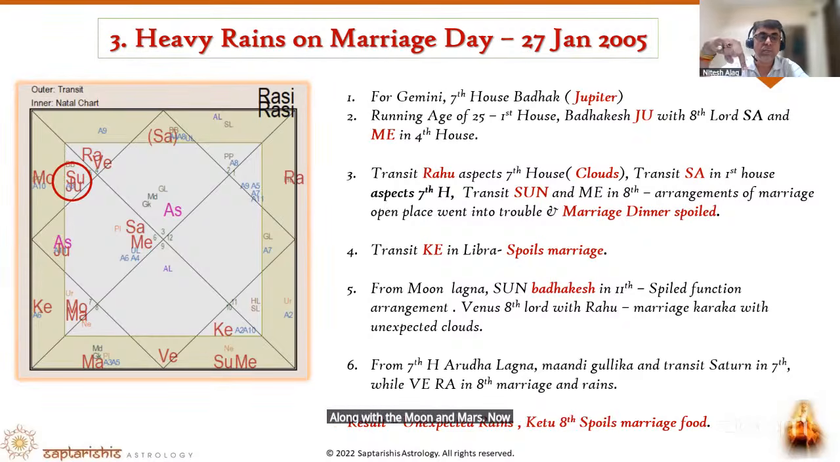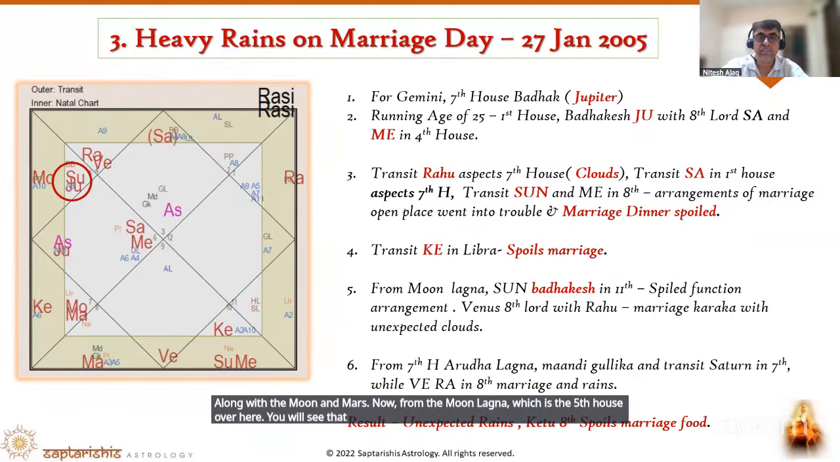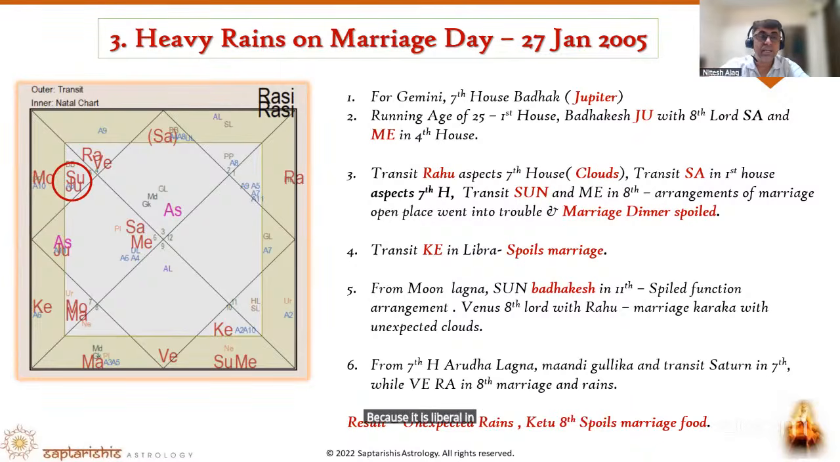Now from the Moon Lagna, which is the fifth house over here, you can see that Sun Badhakesh, because it is Libra Lagna, Sun Badhakesh is in the 11th house. Spoil the function arrangement. Venus, the 8th lord with Rahu, marriage Karaka with unexpected clouds, which is represented by Rahu over here. That's what I have explained in point 5.